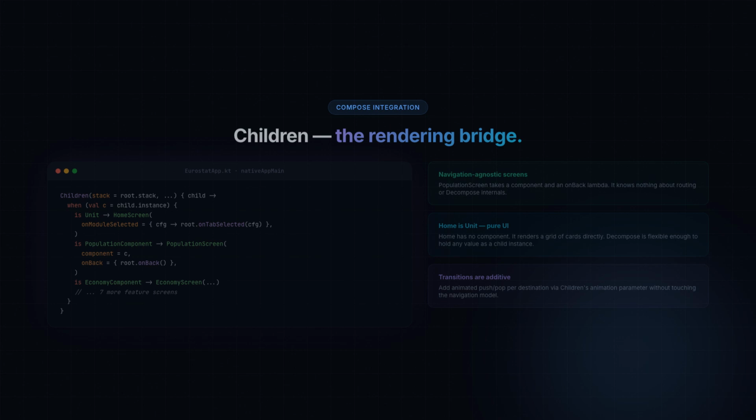The when expression is exhaustive over every possible instance type. Unit for home, population component for population, and so on for all 9 feature modules. When Decompose pushes a new child onto the stack, children automatically shows the new composable. When you pop, it goes back. Transitions can be added per child, animated push and pop.